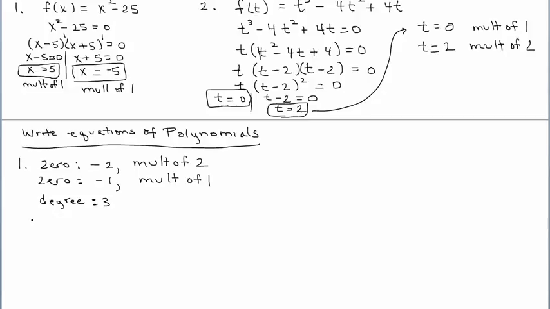So the way you tackle this is you begin to build the factors that have these zeros with the appropriate exponents. So I'm ready to write the equation of this polynomial thinking about the zeros. -2 comes from a factor of x plus 2, and it occurs twice. The zero of -1 would come from a factor of x plus 1, and the multiplicity is 1, so it only has an exponent of 1.